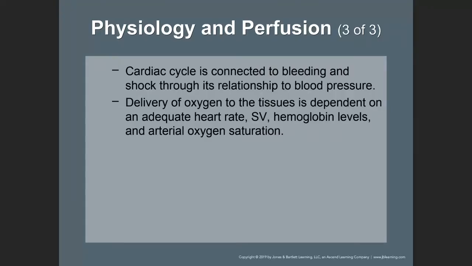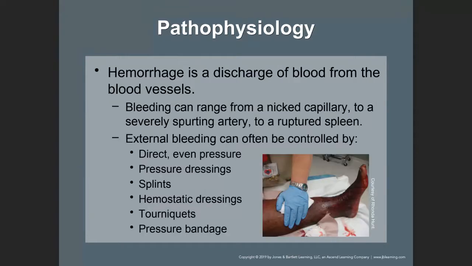Cardiac cycle is connected to bleeding and shock through its relationship to blood pressure. Delivery of oxygen to the tissues is dependent on adequate heart rate, stroke volume, hemoglobin levels, and the arterial oxygen saturation. Now let's look at the pathophysiology.